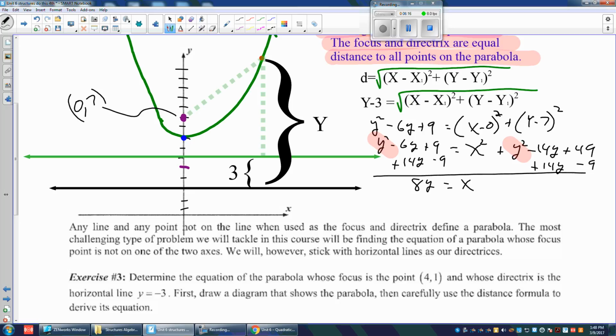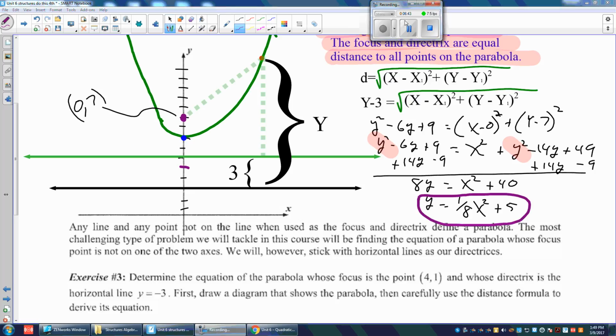Equals x squared plus 40. Divide everything by 8. Y equals 1/8 x squared plus 5. And right there is the equation of this specific parabola.